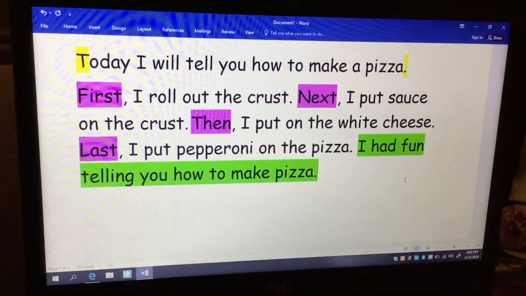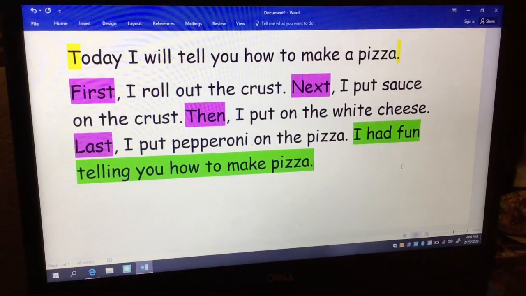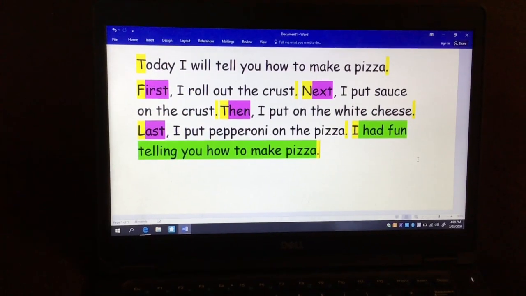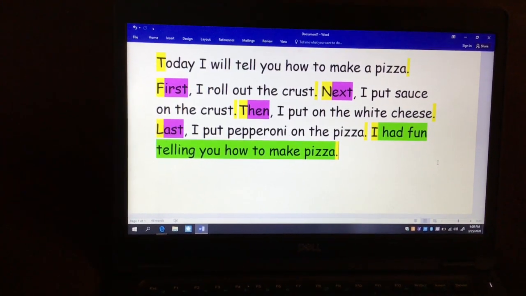Now, Mrs. Leonard has written her closing sentence. I had fun telling you how to make pizza. And boys and girls, now we're going to just check over our writing to make sure we started with capitals and we end it with periods. And my friend Joey is going to help me.